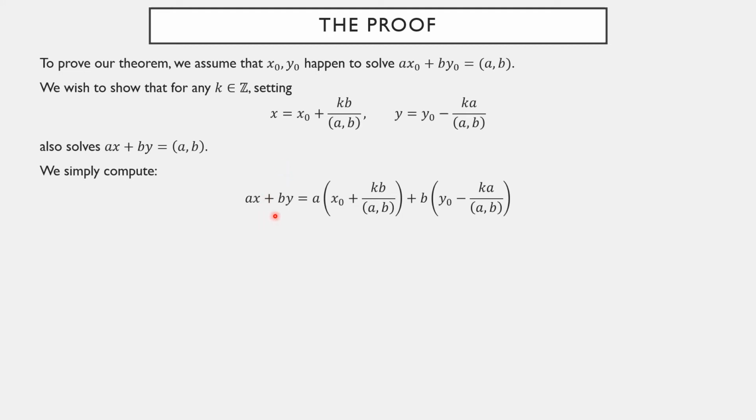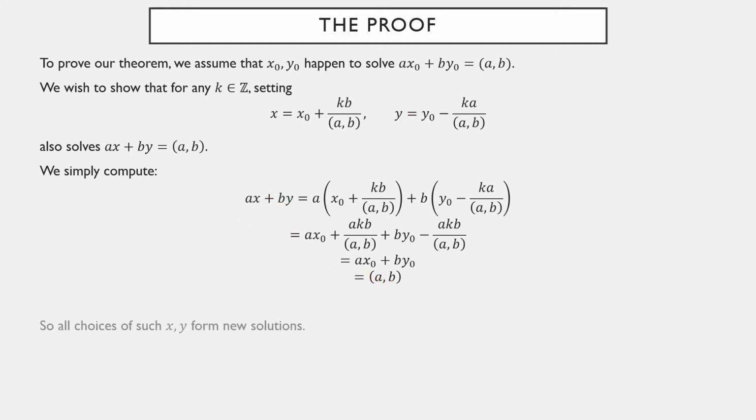ax plus by, well, here's x, here's y. If I distribute all of this out, we get ax0 plus akb over the GCD, minus akb over the GCD plus by0. Notice that these two terms cancel out, leaving behind just ax0 plus by0, which we assumed was equal to the GCD. So if I assume that I have one solution and I pick any x and y of this form, that x and y will also provide a solution.